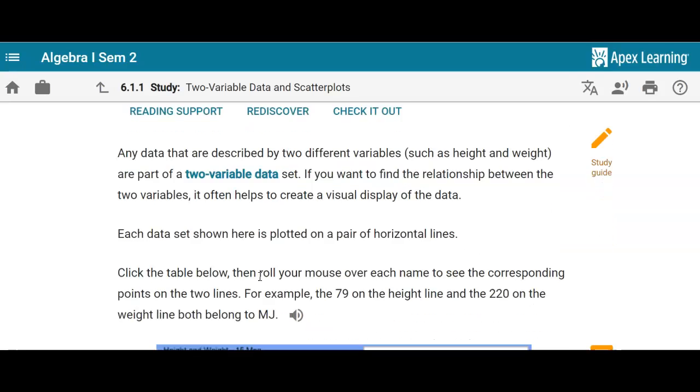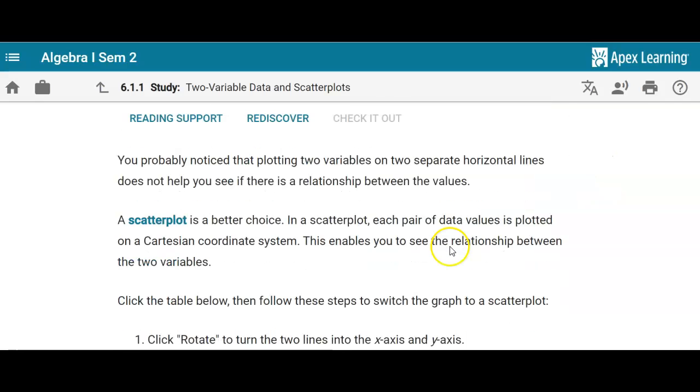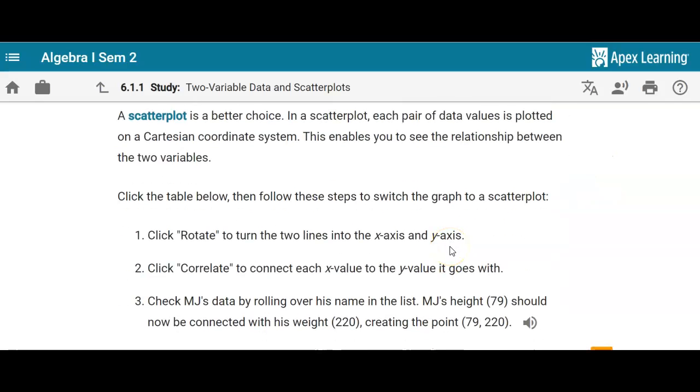Now, what they start off doing is giving you a couple of different examples of sets of two variable data. One is height and weight. Another one is population GDP. Another one is runs and wins. Okay, now, when you look here, we can use this two variable data to create what we call a scatter plot, right?